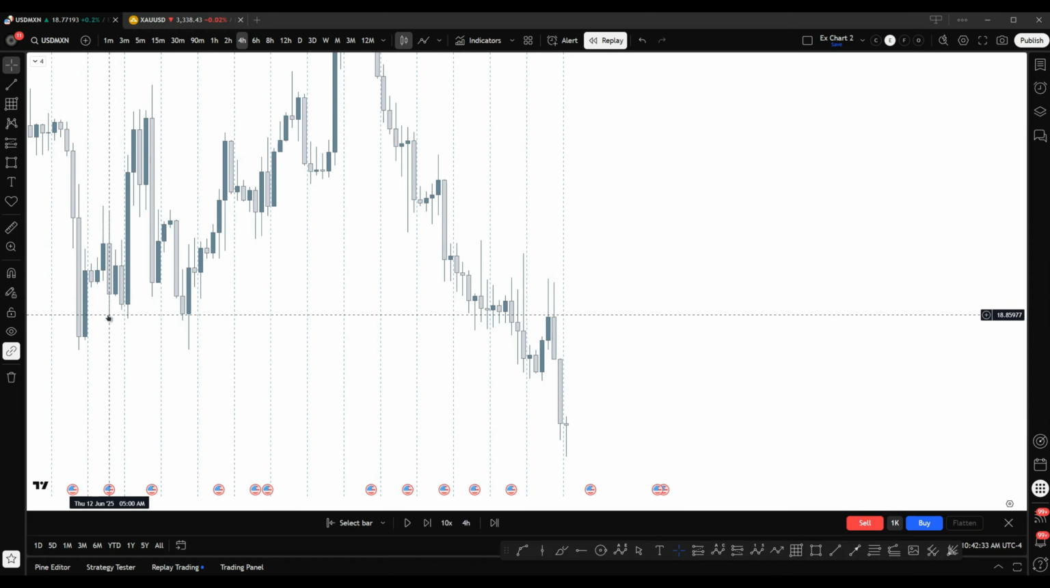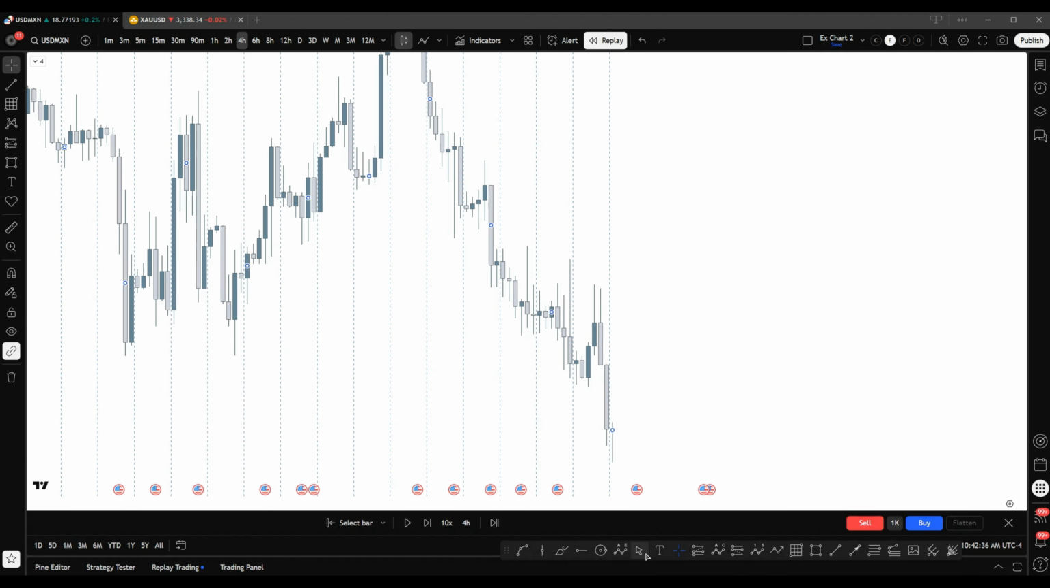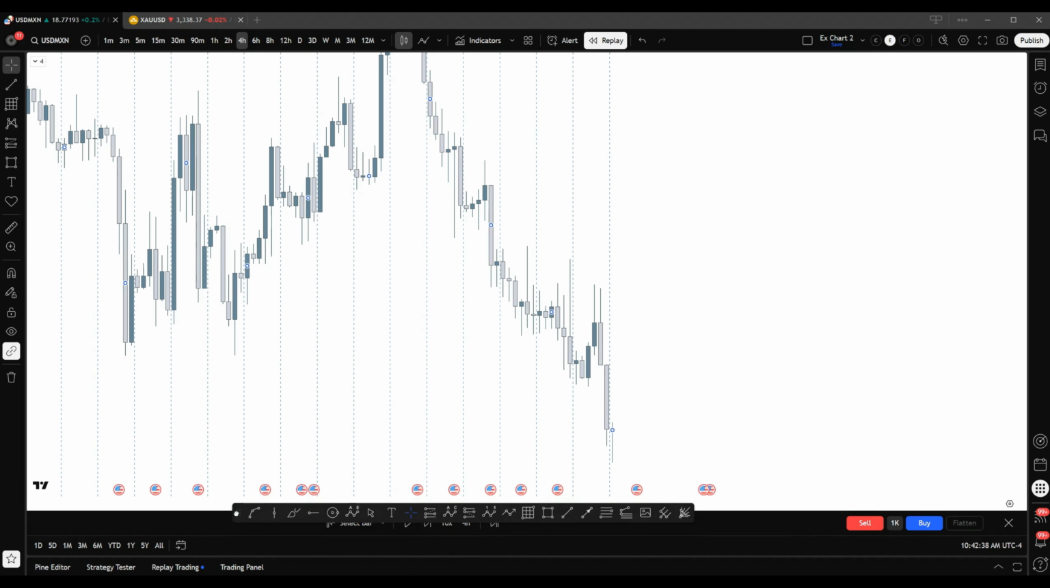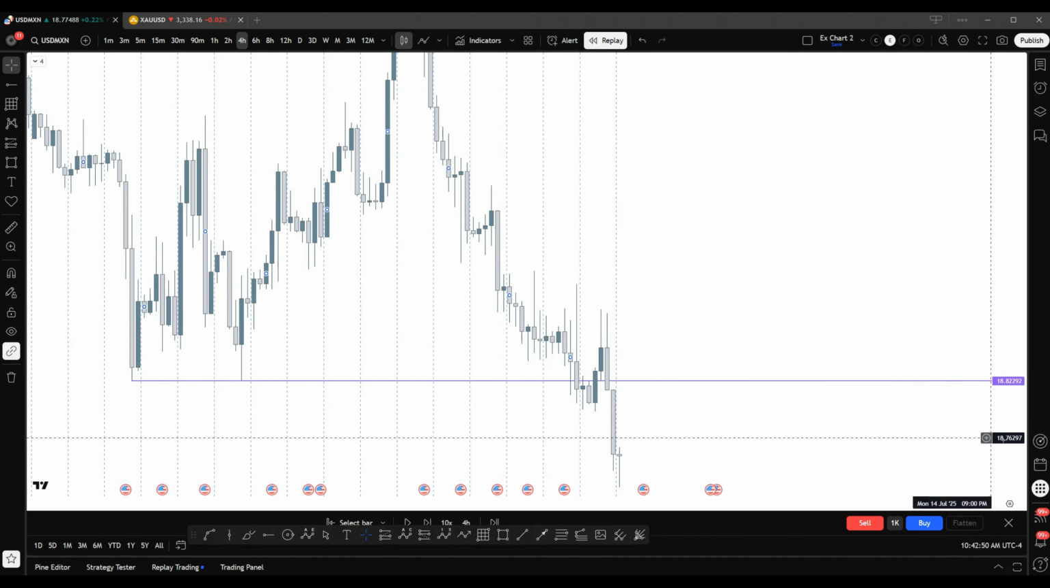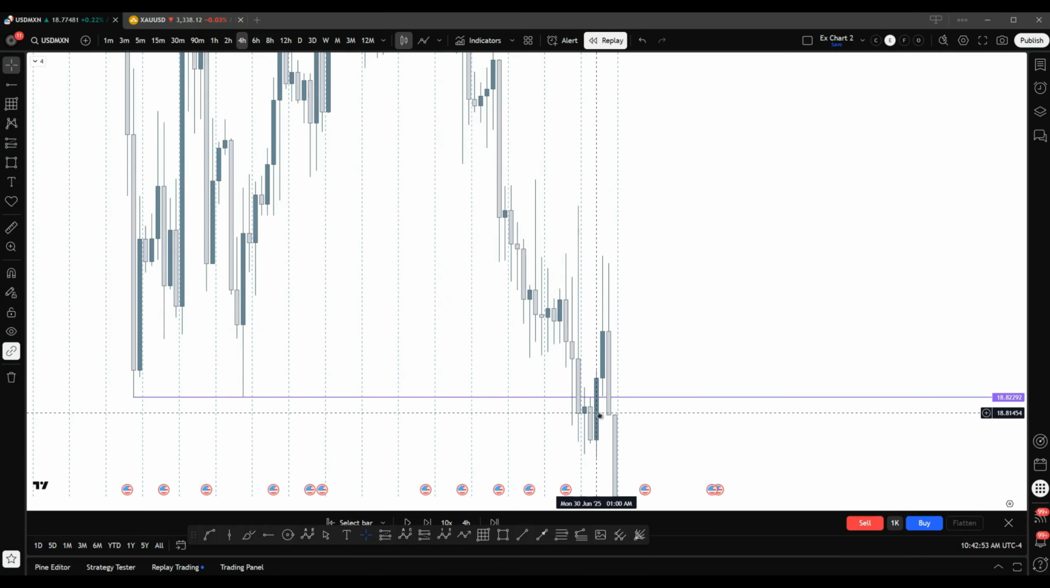It's really, really simple. All right, so I just wanted to give a quick example of what I was talking about earlier here. So you can see that I'm using the USD Mexican peso. So what did price do? Price came down, took out this liquidity. After it took out that liquidity, what did it do? It came up. We did not have an immediate rebalance.